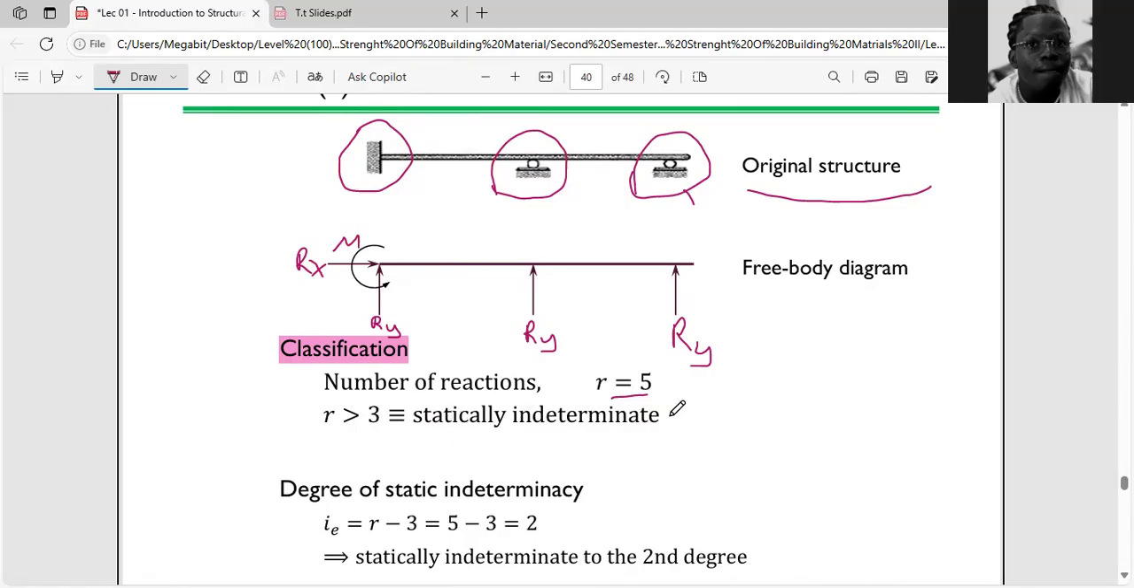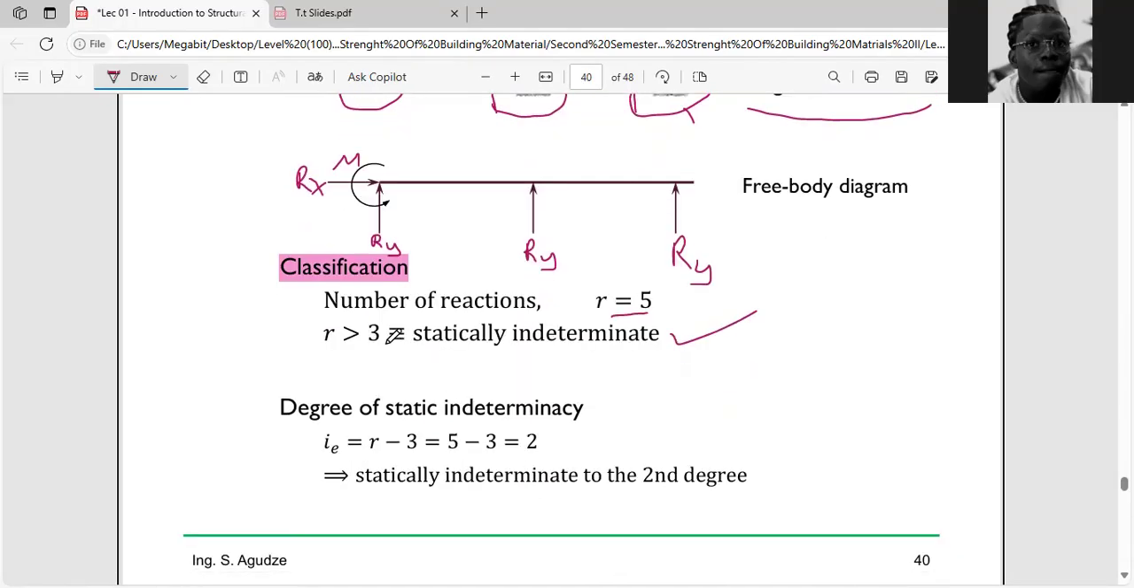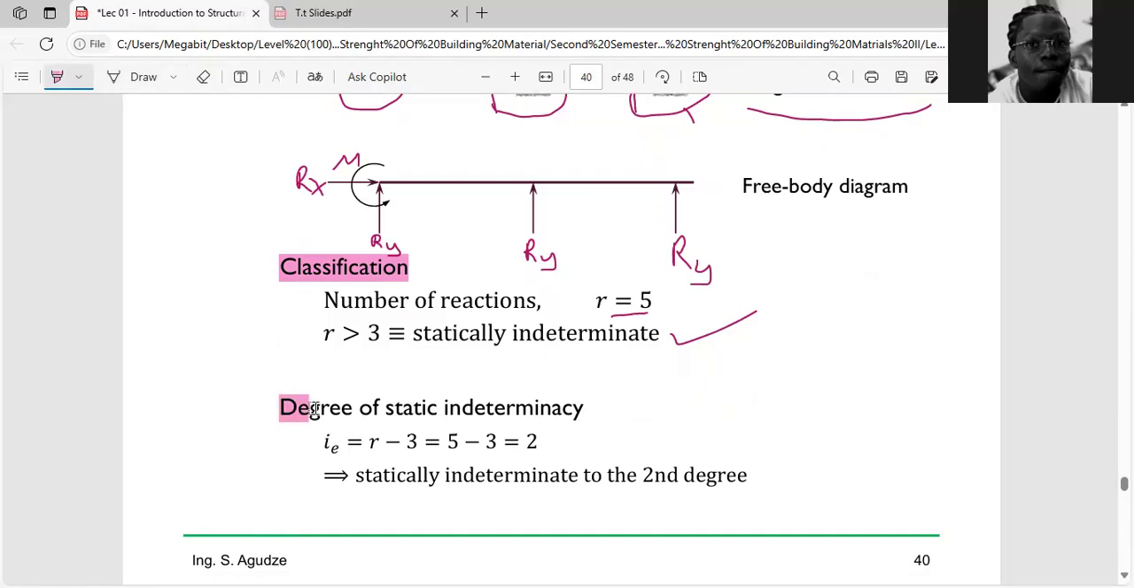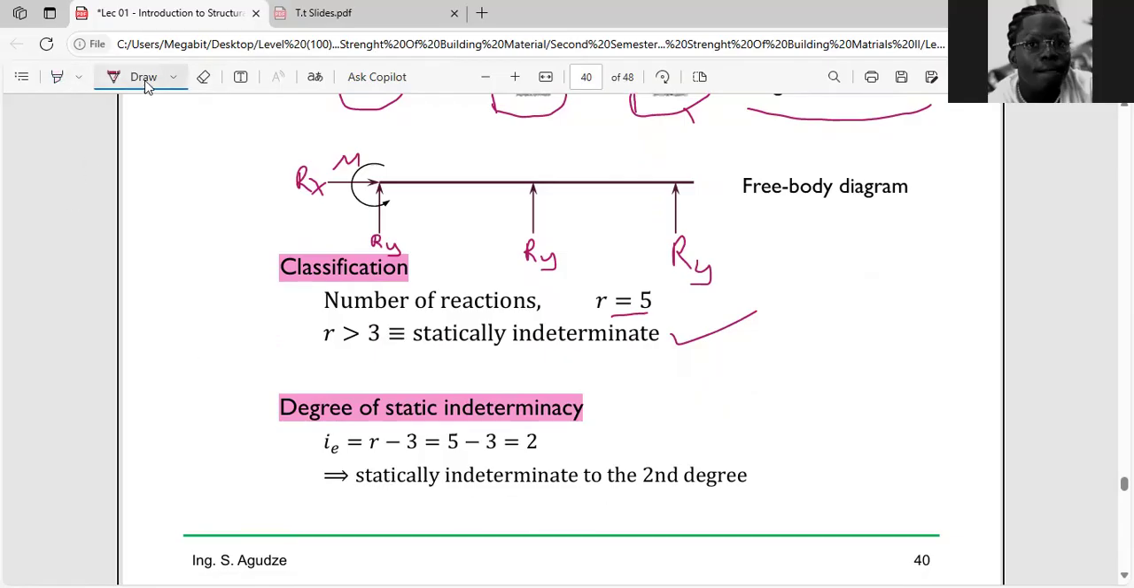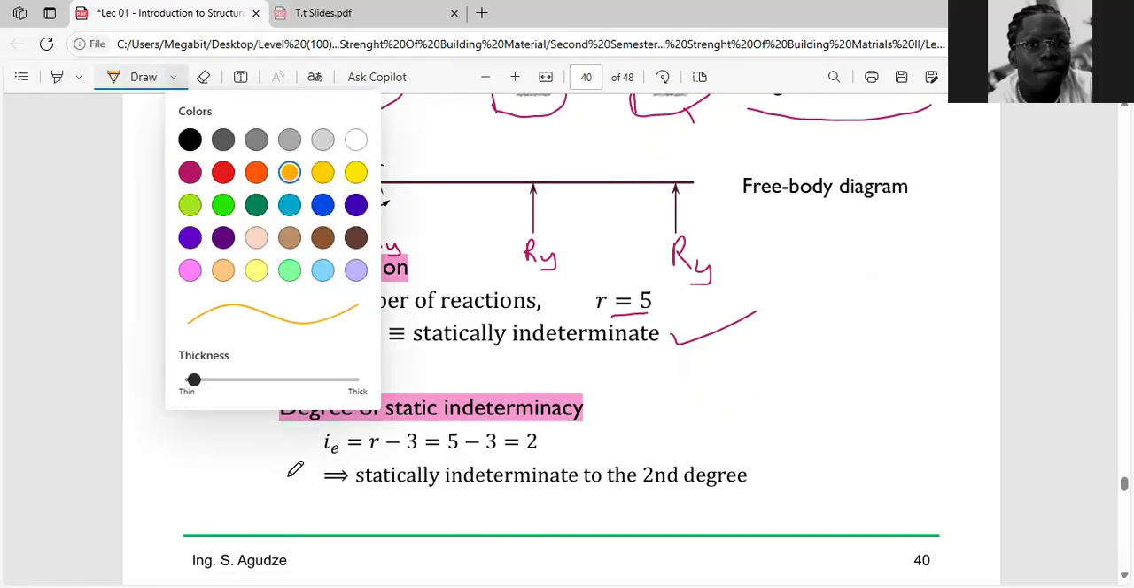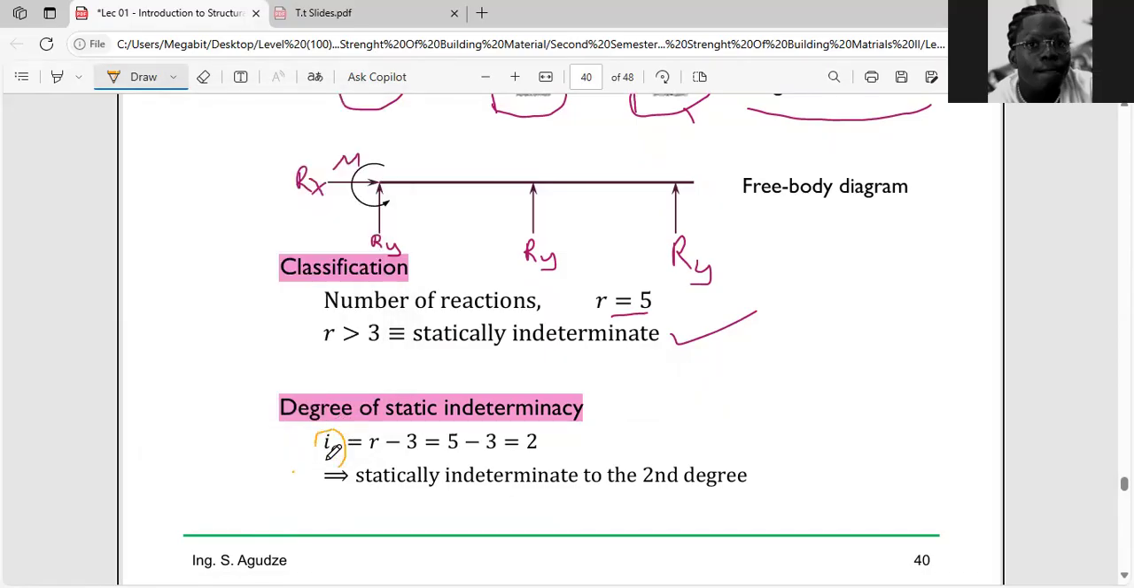Good. So after being able to classify it as statically indeterminate, the next thing you do is come and calculate the degree of static indeterminacy. Our degree of static indeterminacy is equal to R minus 3.